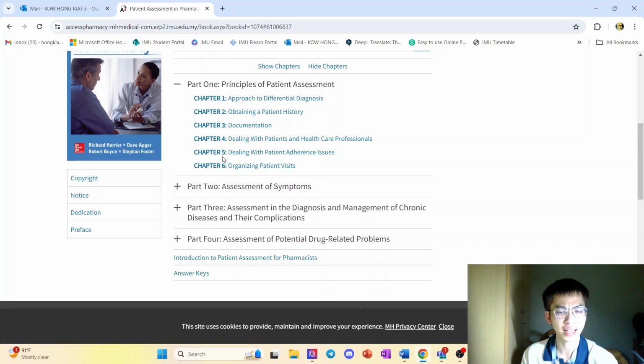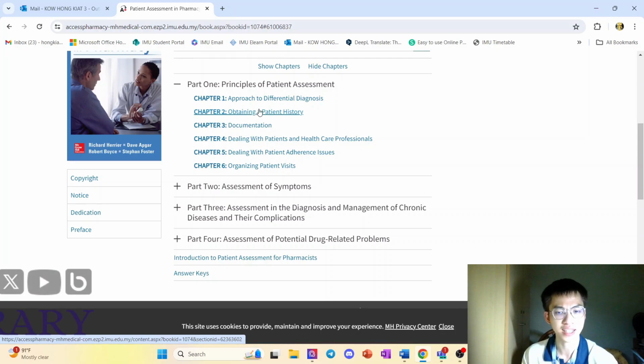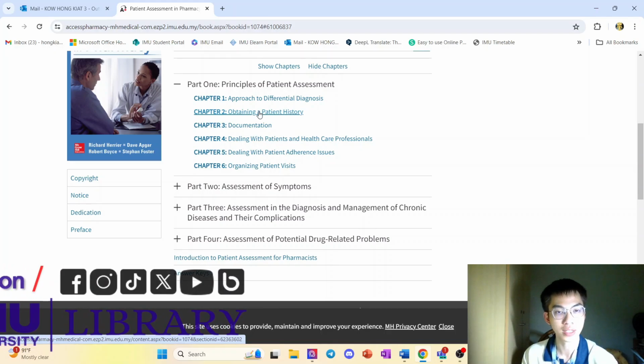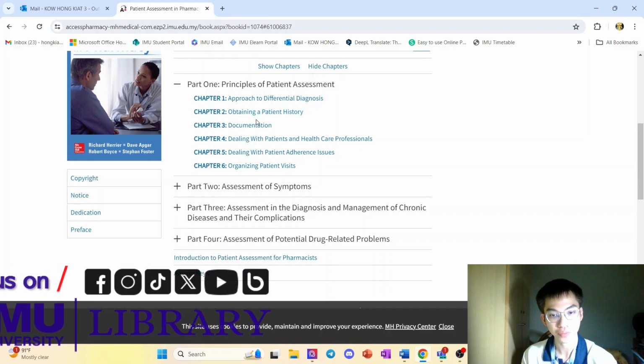Part 1 entitled Principles of Patient Assessment covers skills needed to practice in both a chronic disease management role and a community pharmacy setting as a self-care advisor. Chapter 1 is on the approach to differential diagnosis, and Chapter 2 is on obtaining a patient history. These two chapters focus on the pharmacist's role as self-care advisor in a community pharmacy setting, but also have applications for those assisting patients in managing their chronic illnesses.